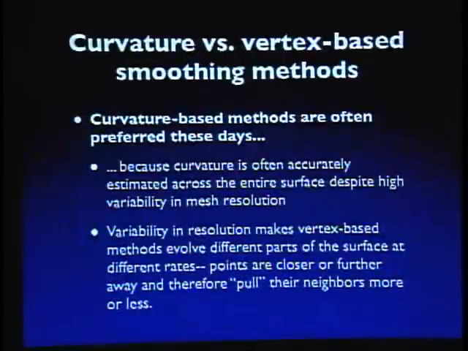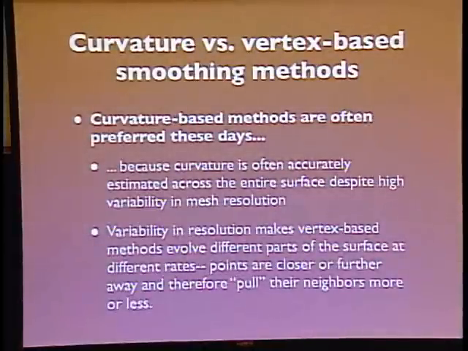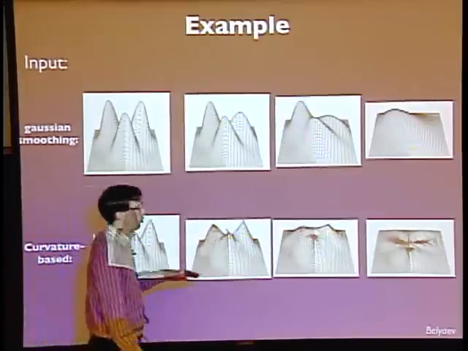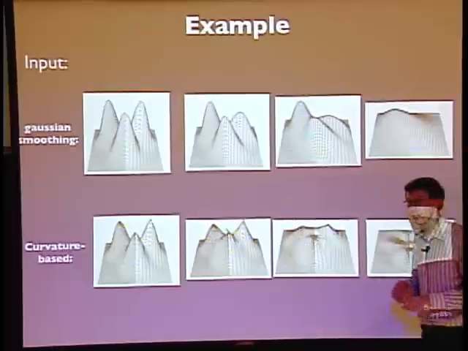So curvature-based methods are in vogue these days because they have this property that you can robustly and accurately estimate curvature across a wide range of noise levels and scan resolution. And it sidesteps this problem that how much to move a point with vertex-based methods depends on the size of the neighborhood and the mesh resolution. And this is just one more example of Gaussian smoothing and curvature-based smoothing. What you should see is that even if you do a lot of curvature-based smoothing, too much so that it removes everything out of the image, you still end up with some identifying features. And if you keep doing Gaussian smoothing, you really, honest to goodness, end up with nothing.